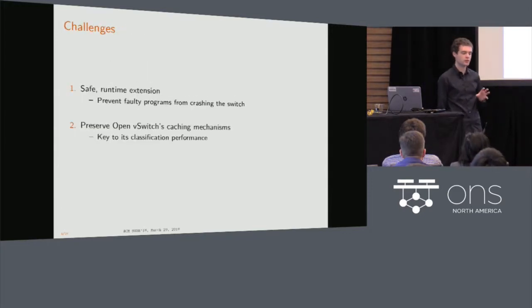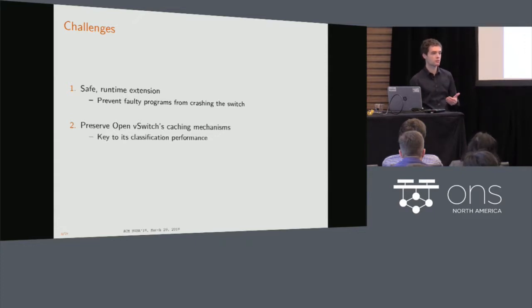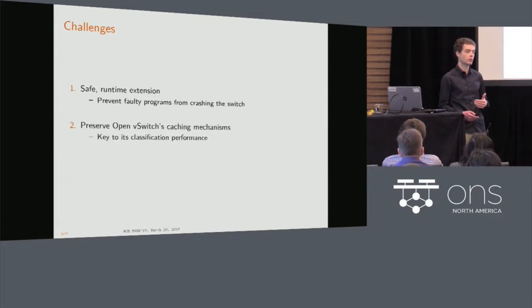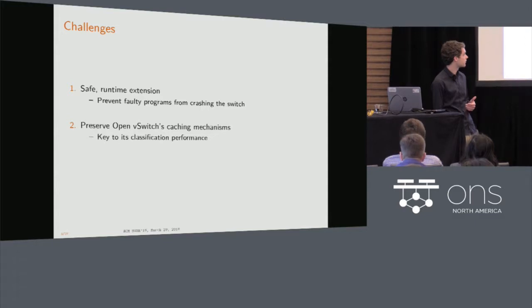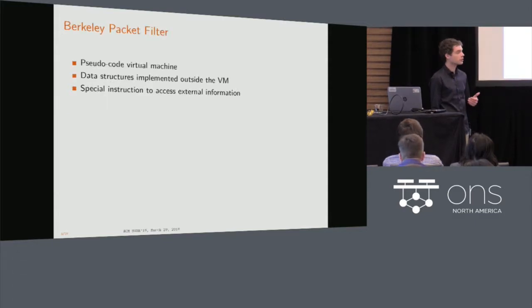The second issue is in Open vSwitch. A key characteristic, in our opinion, of Open vSwitch is its flow caching mechanism. So we have to find a way to extend this mechanism because of our extensions, and I will discuss this later. The first one, as I said, is easier to address because of some previous work.